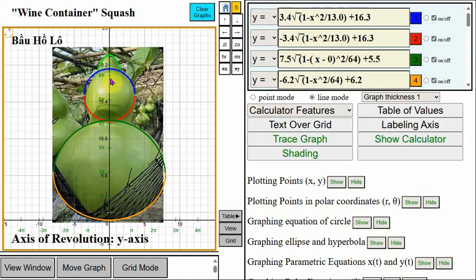And now let's find the volume for this middle solid. The equation for this curve is 3.4 times the square root of 1 minus x squared divided by 13, plus 16.3. So that's for this top half, and the bottom half is the same. So we can just find the volume of this top half and then double it, and that will give us the volume of this middle portion of the squash.